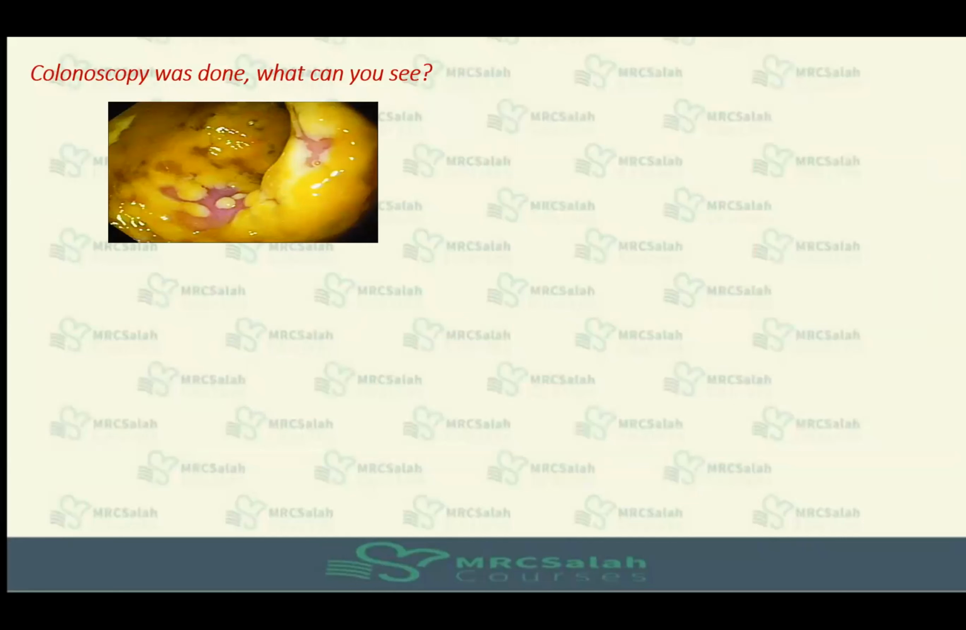Okay, so now a colonoscopy was done to this patient, and this is a colonoscopy picture. What can you see? I saw inflamed mucosa. I saw volcano-like eruptions. Can you describe it? Just describe what you are seeing: multiple yellowish flakes and eruptions in front of you, with inflamed mucosa in between. Okay. And this is called pseudomembranous colitis.